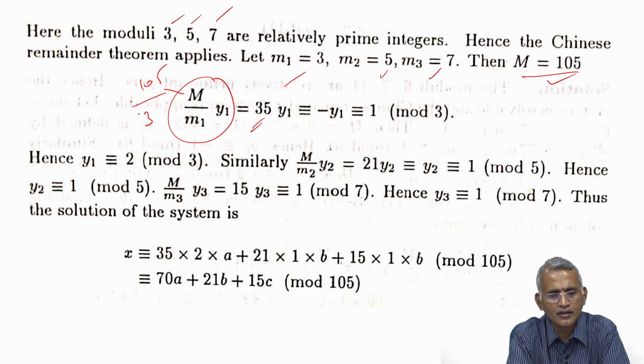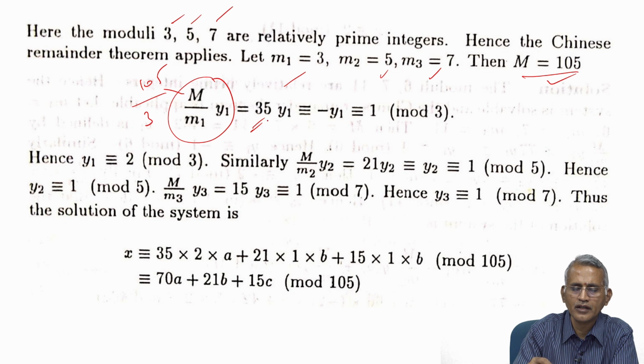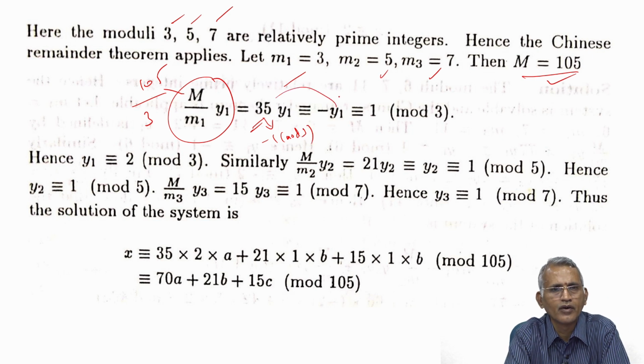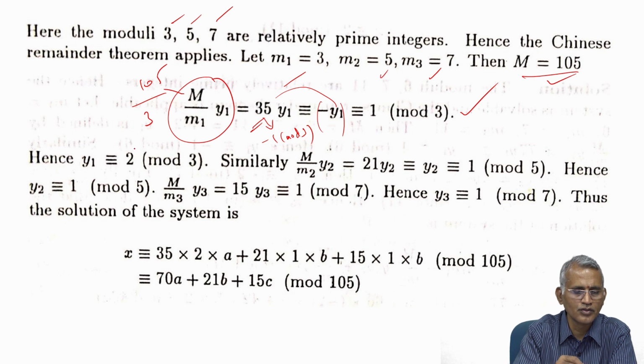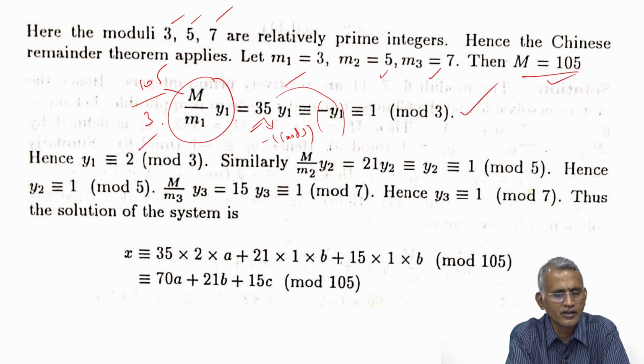Then we have 35 y1 under modulo 3, which is equal to minus 1 modulo 3. So, this value becomes minus 1 into y1, which is identically equal to 1 under modulo 3. So, this implies y1 is identically equal to minus 1, which is 2 under modulo 3. So, similarly we have to go with the second part.